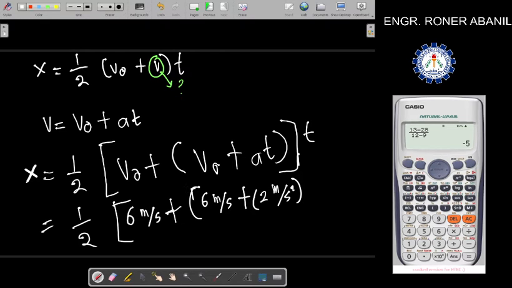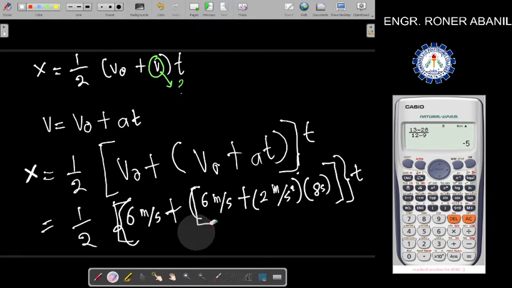Ito magiging bracket. Multiply po pala na ng time dito, no? Multiply po muna ng time. 8 seconds. Tapos, bracket. 8 seconds na to. So, 8 seconds. So, makukuha natin yung x.